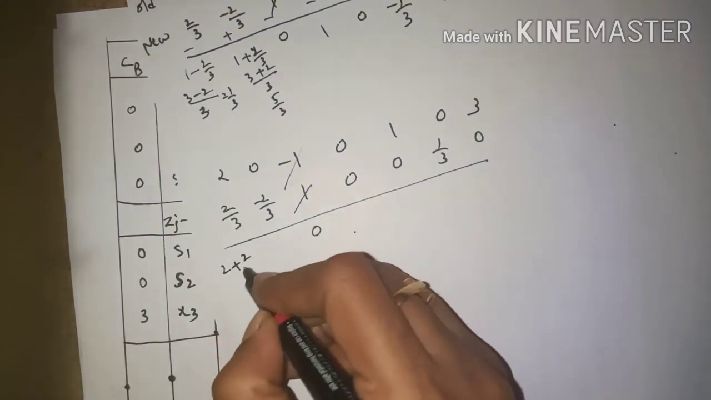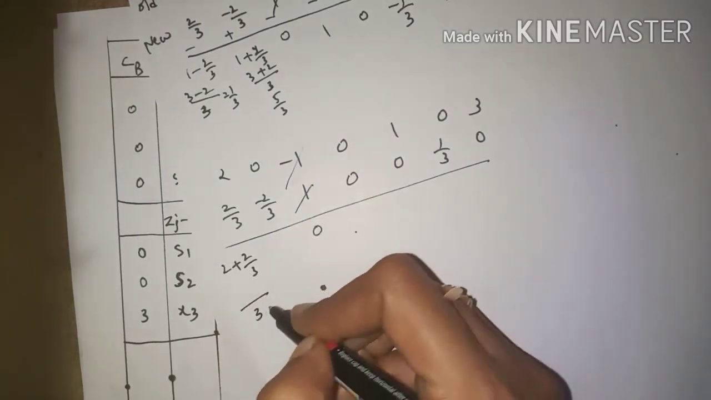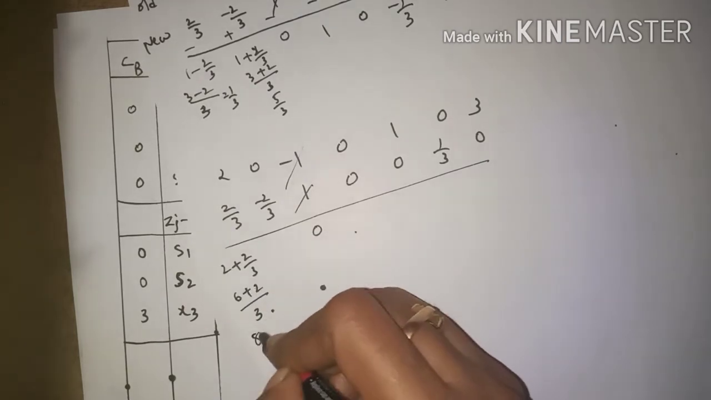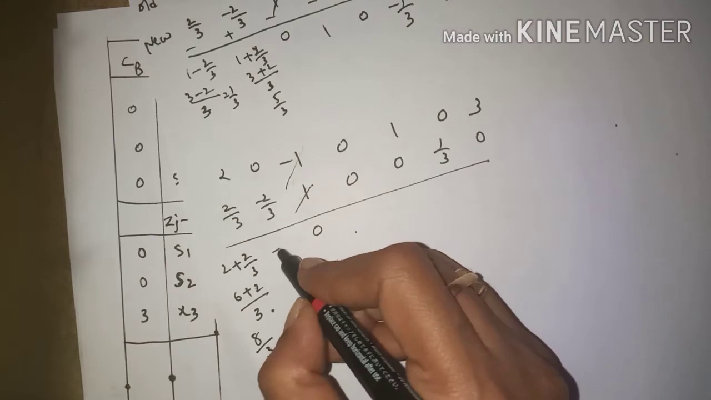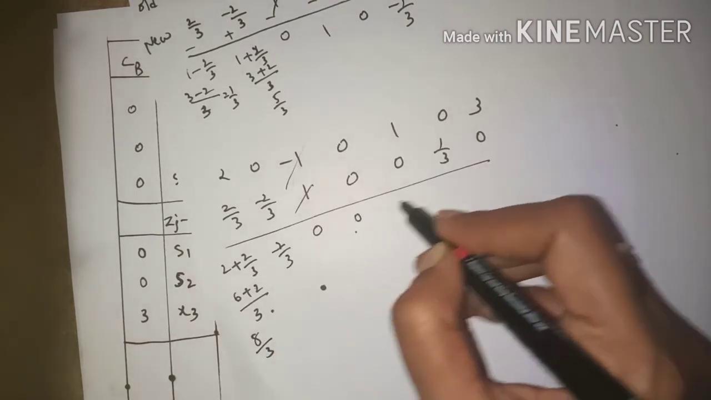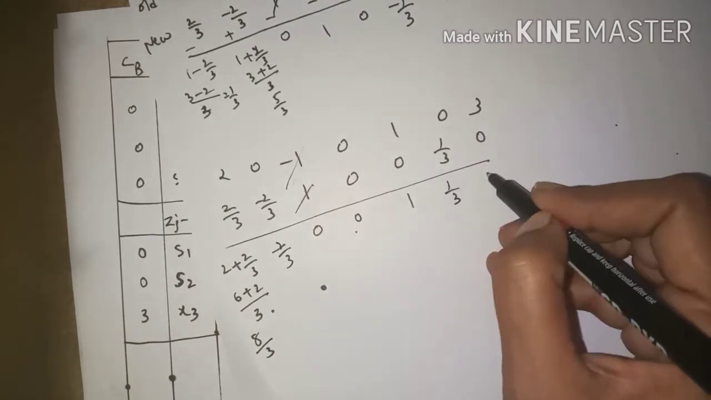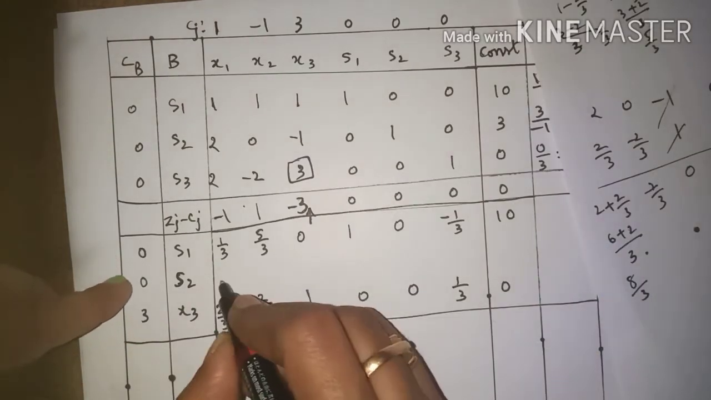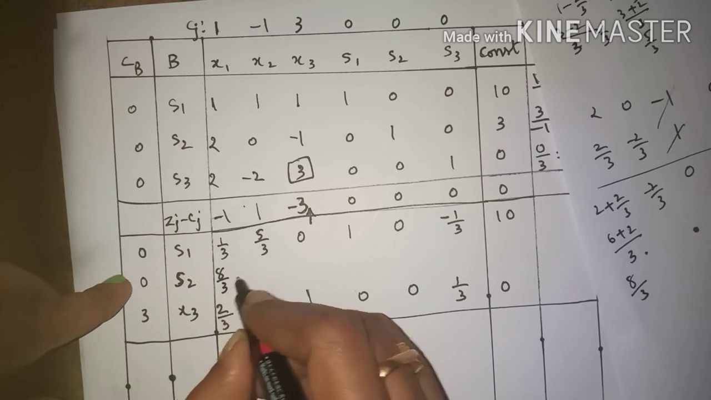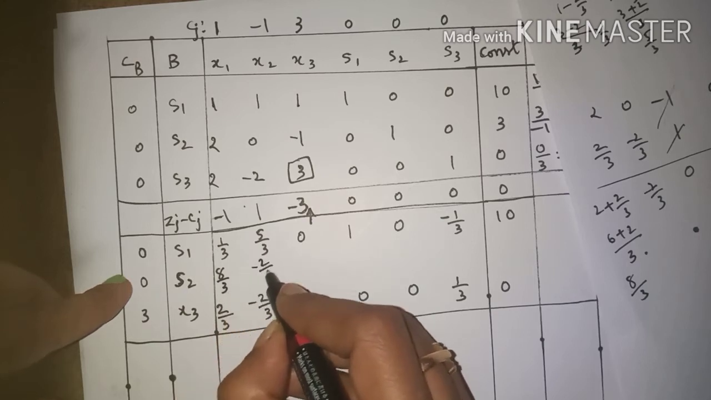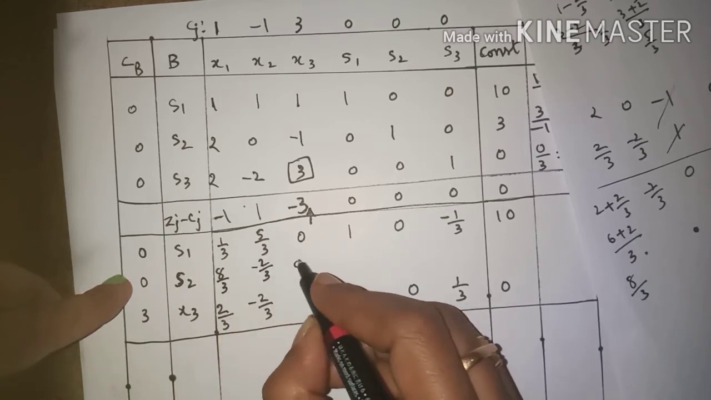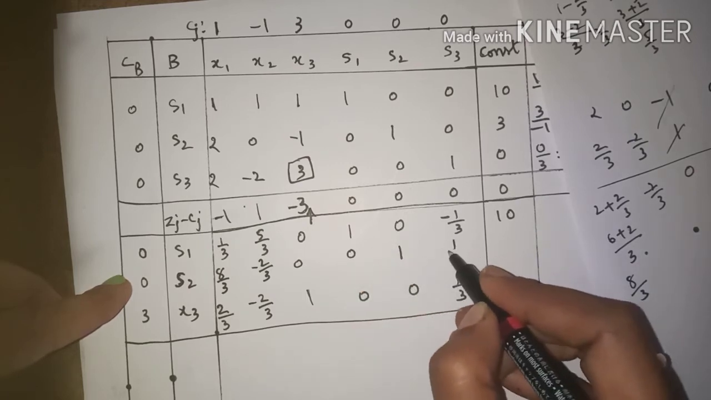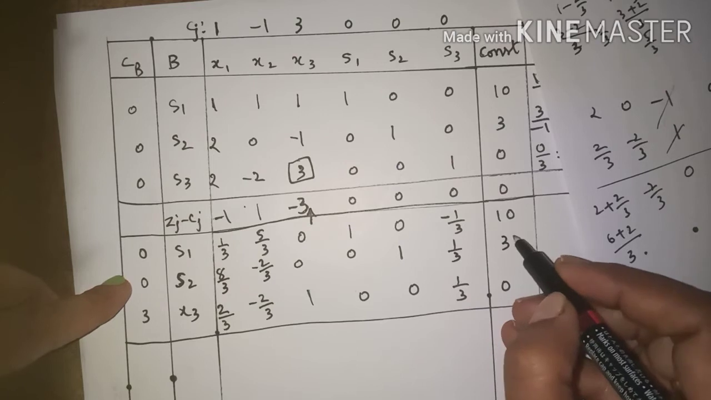2 plus 2 by 3. LCM is 3. 3 2s are 6 plus 2 is equal to 8 by 3. Minus 2 by 3, 0, 1, 1 by 3, 3. Minus 2 by 3, 0, 0, 1, 1 by 3, here 3. You will get like this.